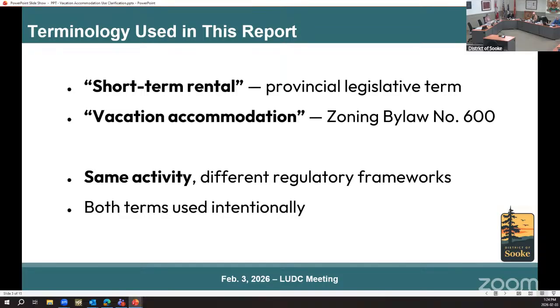To avoid confusion, it's helpful to clarify the terminology used in this report. Provincially, the activity is referred to as short-term rental accommodation. In the district zoning bylaw, the same activity is defined as vacation accommodation. The report and presentation use both terms intentionally, reflecting the interaction between provincial legislation and local land use regulation.